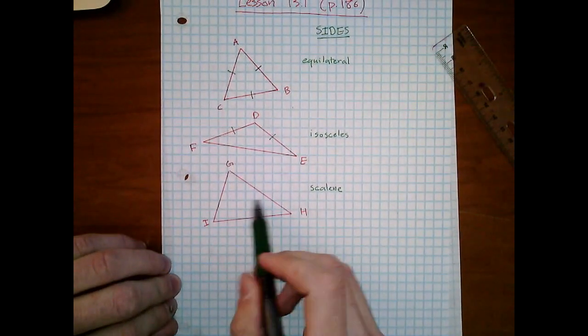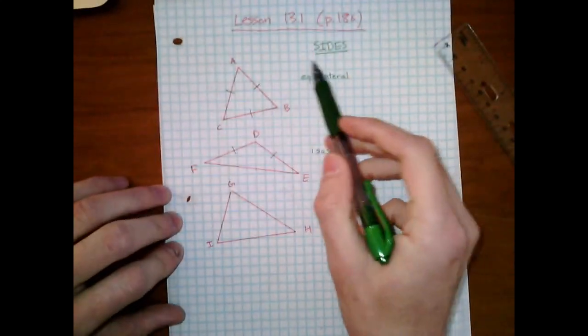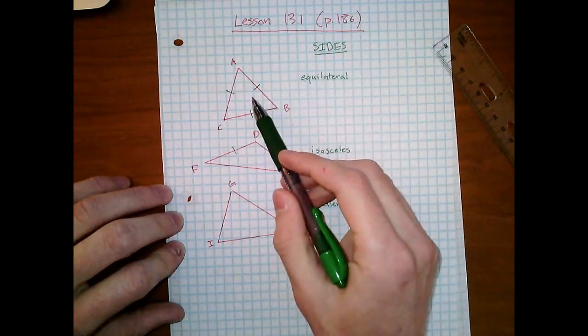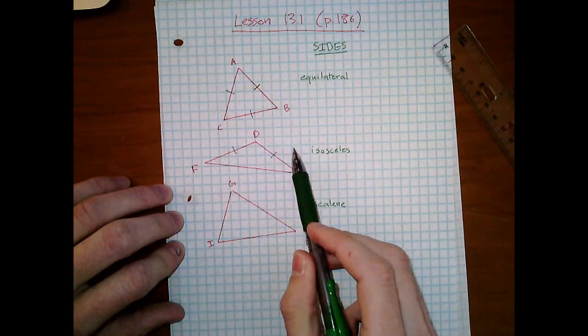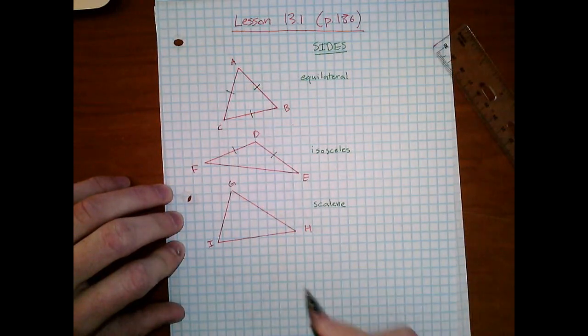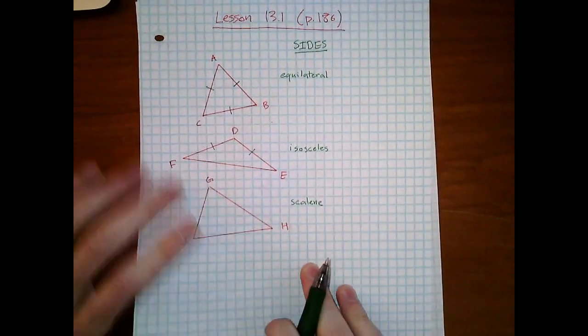So I don't need to put a tick mark on any of them because there's no sides that are the same. So briefly again, by identifying with sides, you say they're equilateral. All 3 sides are equal. Isosceles, 2 sides are equal. Or scalene, all 3 sides are different. Any guesses the other thing we use to identify a triangle?